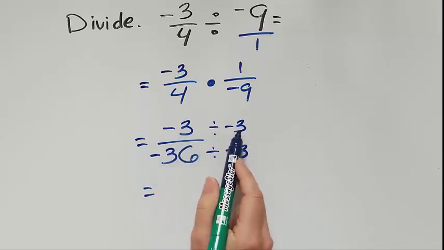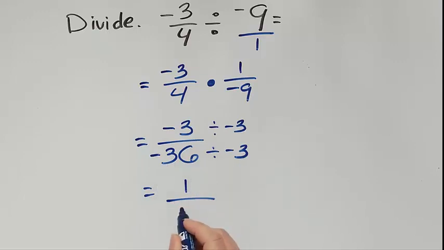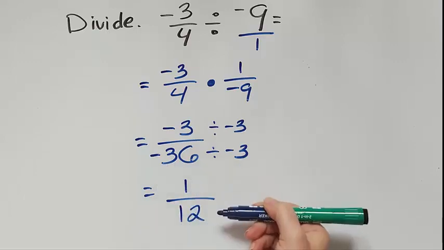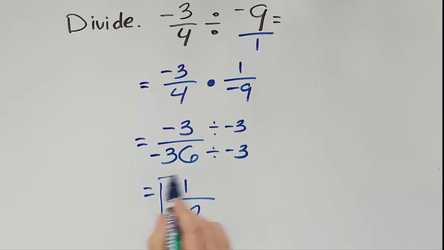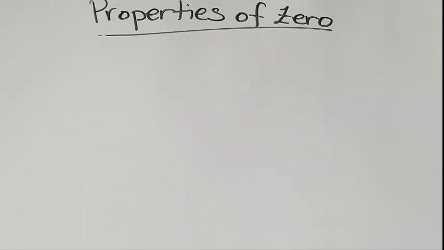Negative 3 divided by a negative 3 is a positive 1. Negative 36 divided by negative 3 is a positive 12. 1 and 12 do not have any numbers in common, so 1 over 12 is your final answer, and you're done. So now we're going to talk about the properties of 0.